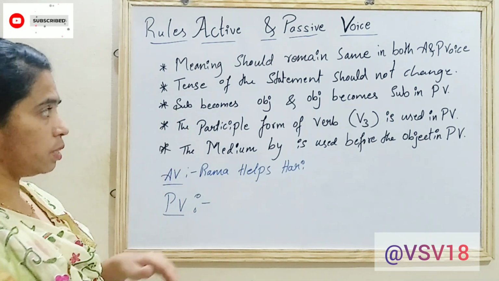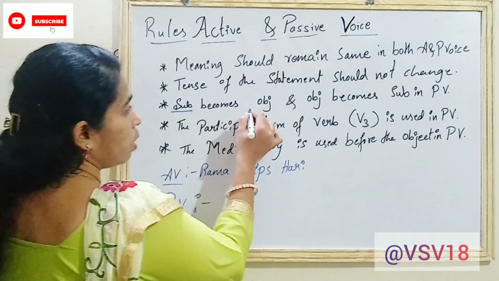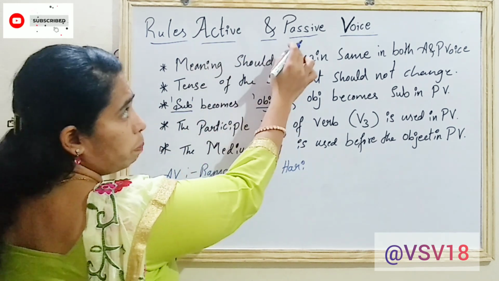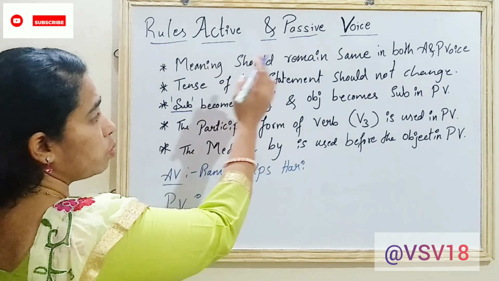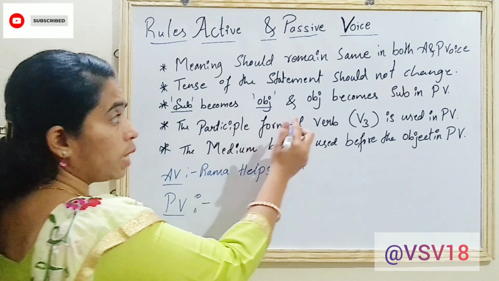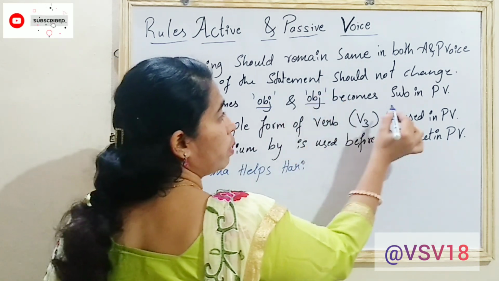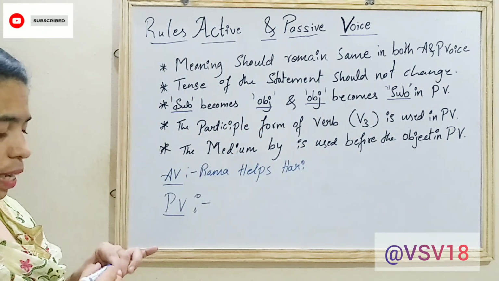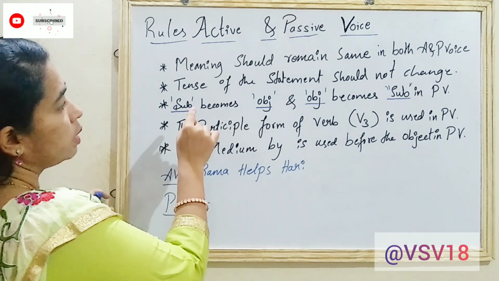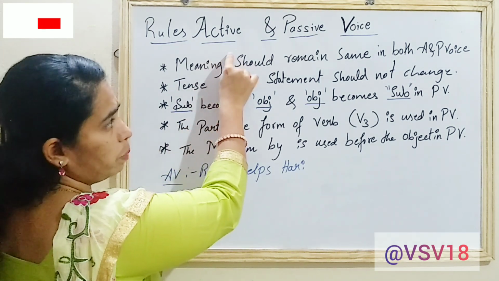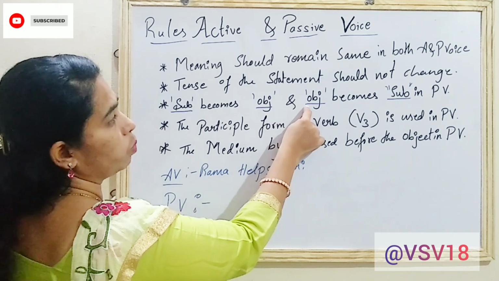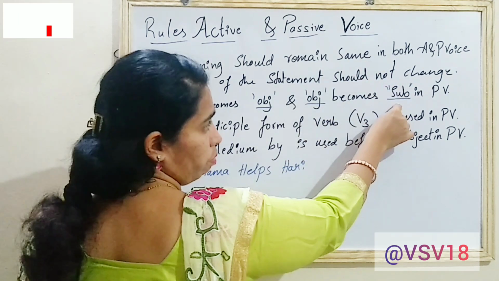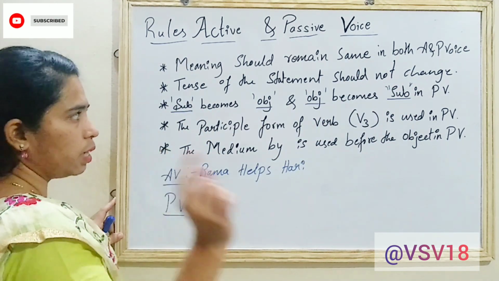Next comes: subject becomes object. When we change from active to passive, the subject becomes the object and the object of active becomes the subject of passive. I will explain once again. The subject of active voice will become the object of passive voice and the object of active voice will become the subject of passive voice. We will solve the example, and you'll come to know.